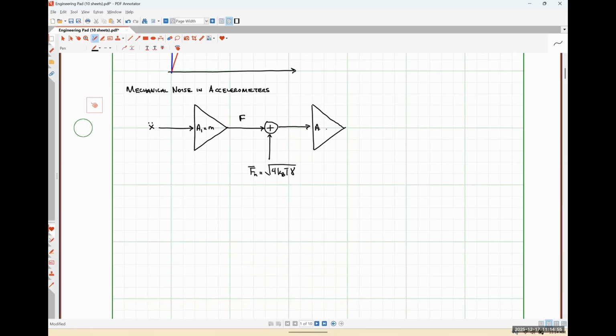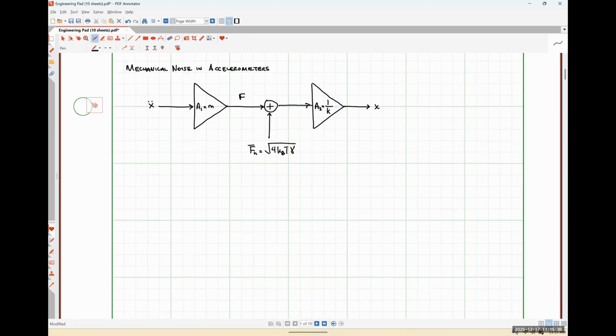So this will be A2. And this second gain stage is our spring system, which is converting our force into a displacement. So this is going to have a transfer function of 1 over k. And then out here on the far right-hand side, we have the output of our system, which is our displacement, right? So just recapping things, the mass converts acceleration into a force that is then converted into a displacement by the spring, okay? So from this description, we can come up with an input referred noise acceleration spectral density, okay?